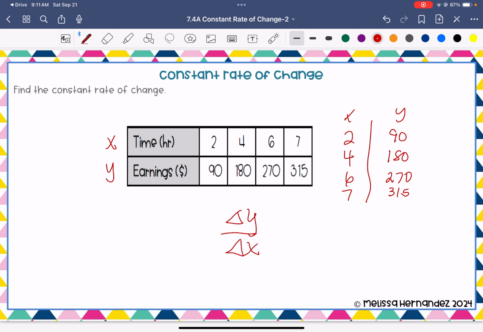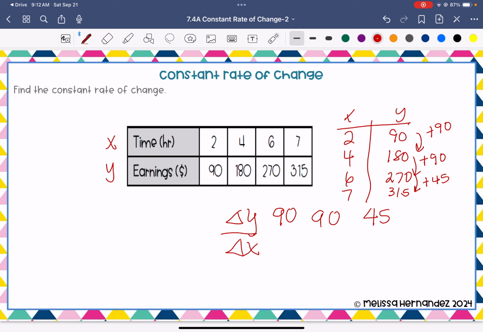Okay, so I'm going to start with my change in y. How far is 90 to 180? Plus 90. How far is 180 to 270? Well, that would be 90 again. And then from 270 to 315, it's not plus 90, it's actually 45. Now I'm going to do the same process on the left side. I always like to start with the right so you don't get confused. And so you have 90, 90, and 45.